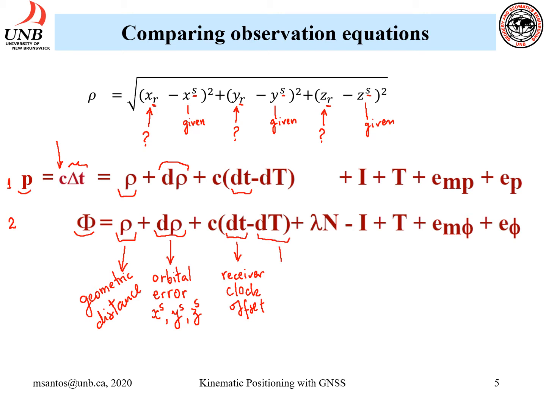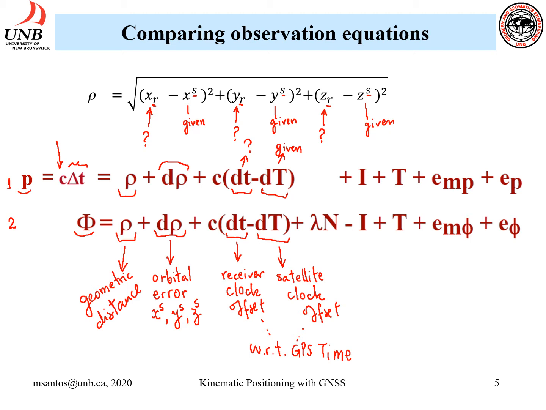Okay, here we have the same thing for the satellite clock offset. Offset with what? With respect to GPS time, a standard atomic time. A receiver clock offset is an unknown. The satellite clock offset is given.